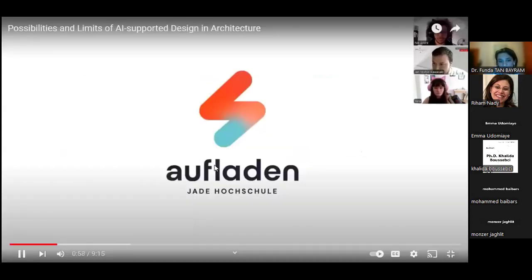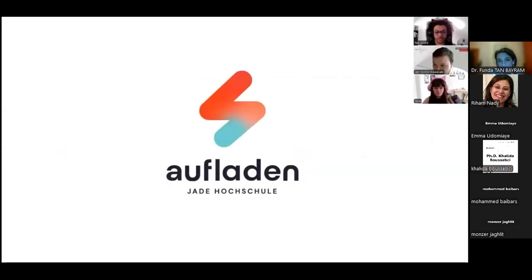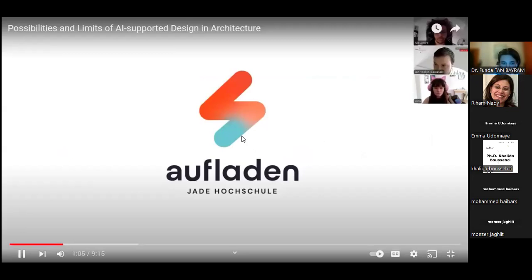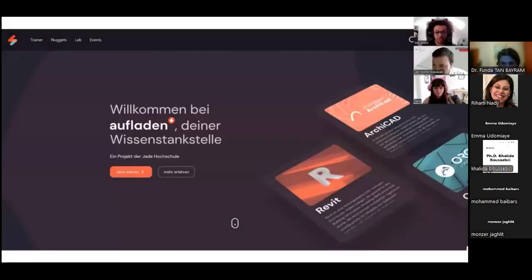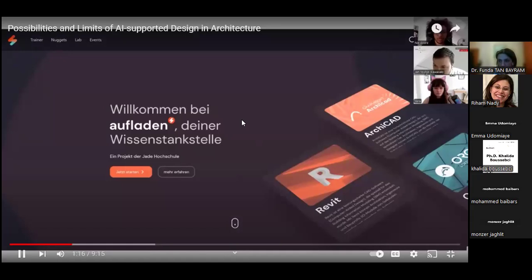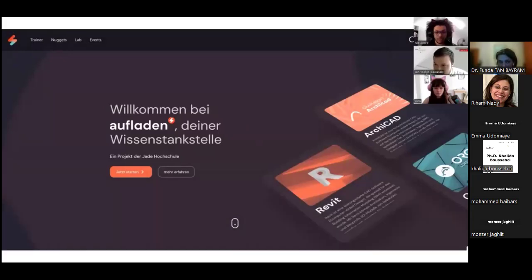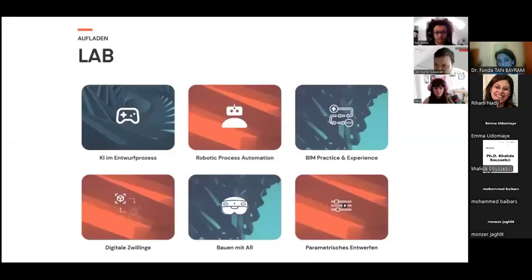In the research project Aufladen, which is funded by the Stiftung Innovation in der Hochschullehre, we are developing a digital teaching portal together with around 20 students. Aufladen is the knowledge filling station where students have the opportunity to test and expand their knowledge in the context of digital transformation with so-called knowledge nuggets through practical, playful application in the form of learning videos, tasks, click tutorials, and quizzes.